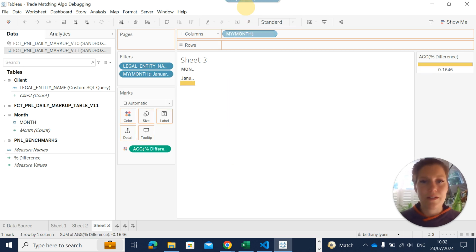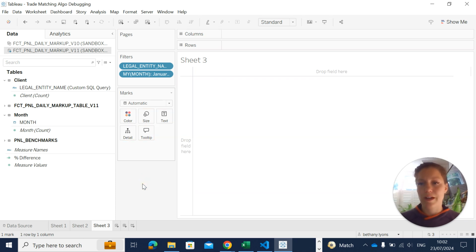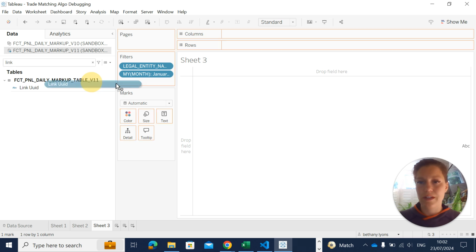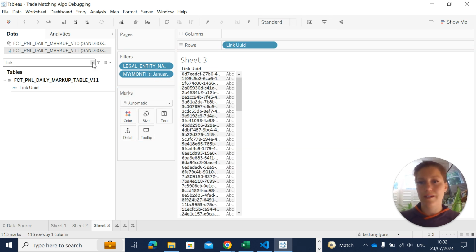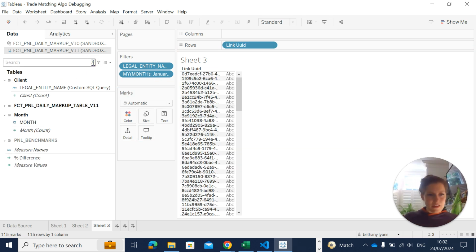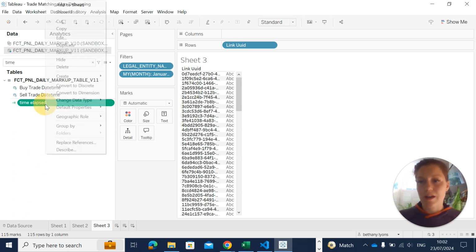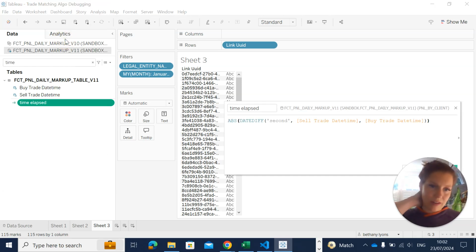So now I'm going to kick out these fields. I don't care about them anymore. What I actually want to look at is the links level of detail for this month and this client. The thing that's going to help me most debug the errors isn't slicing up the percent difference, because it's not captured at this granular level. What I want to look at is the time elapsed. This is a formula that calculates the seconds between the buy and sell trade date times.